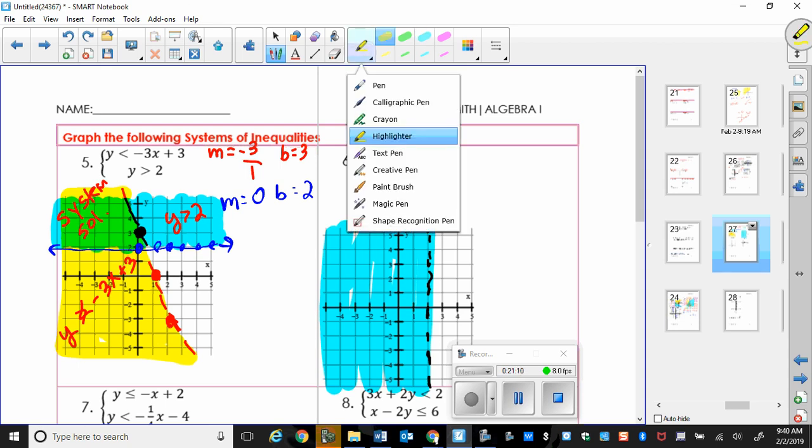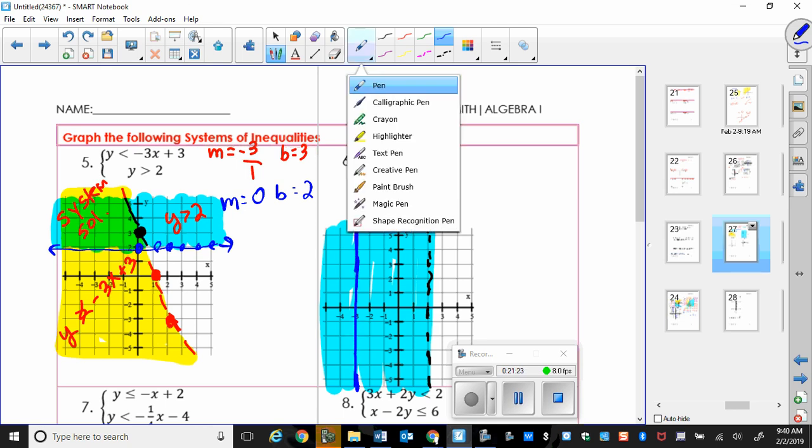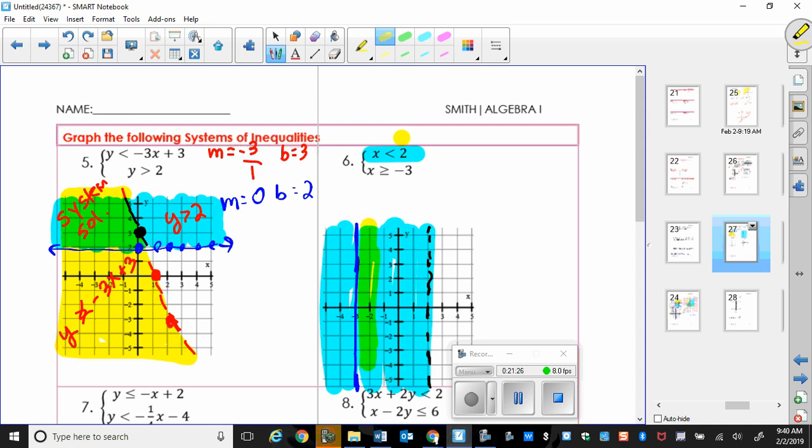Now, for the next line, we have x is greater than or equal to -3. So I'm going to make a vertical line at -3. And it's equal to, so it's solid. So the overlap here is going to be in the middle of these two vertical lines. So you need to be cautious and careful with vertical lines. If I want to identify the system solutions, this shaded area is all the solutions of the system.